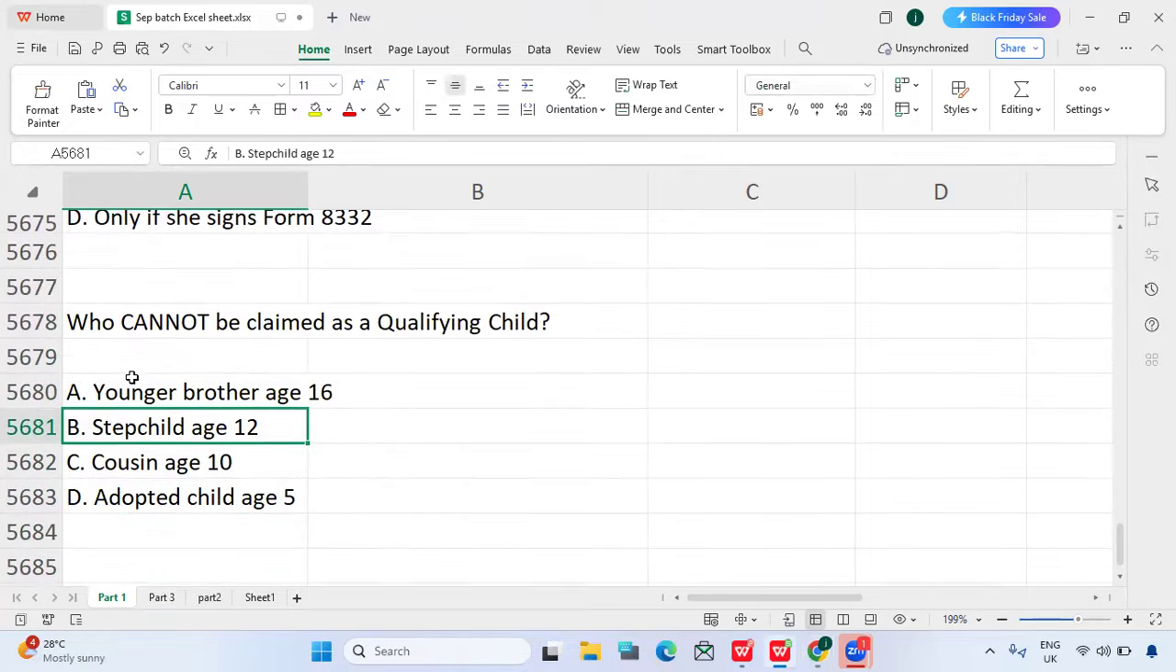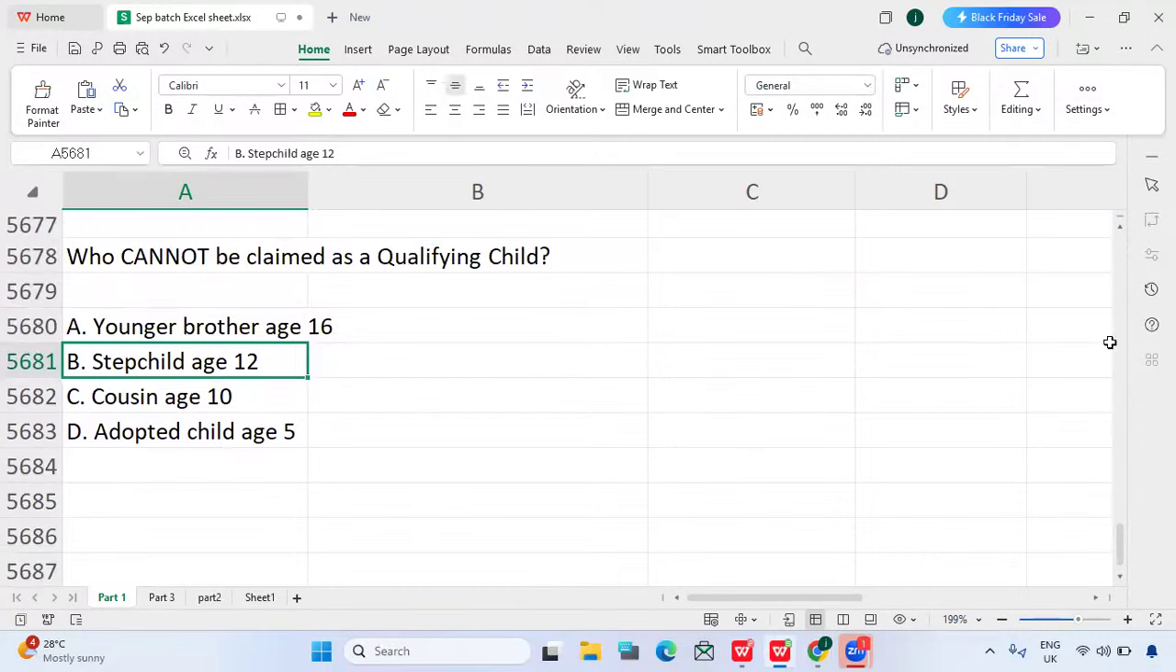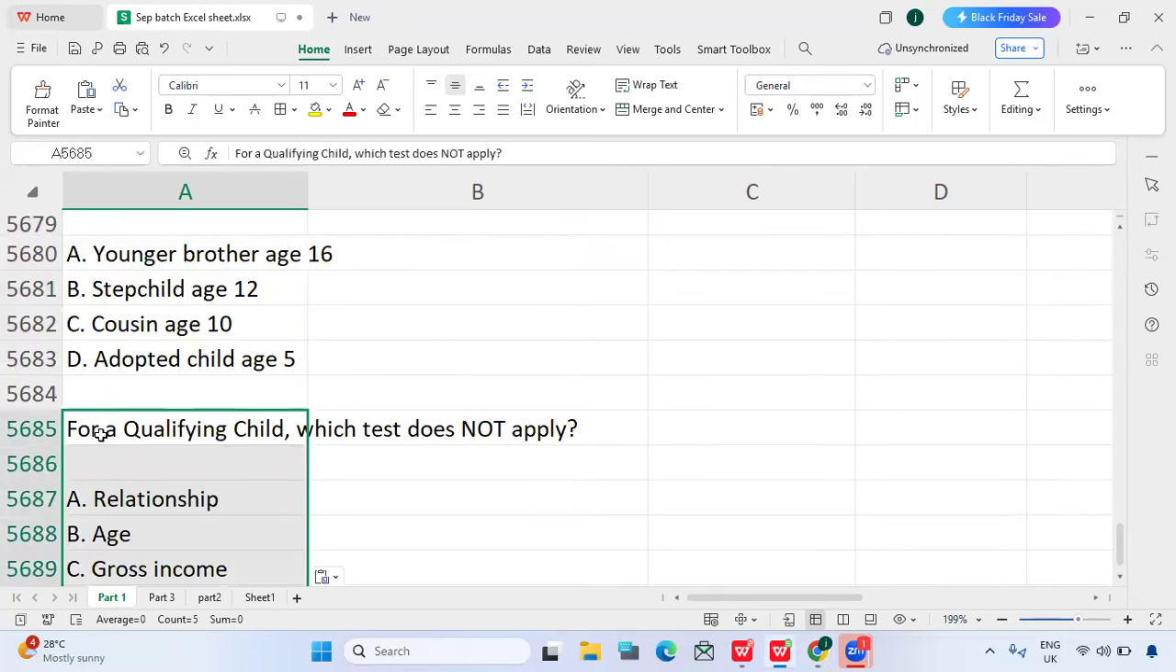Who cannot be claimed as a qualifying child? Cousin. Yes. Cousins are not eligible as qualifying children, but cousins are okay as qualifying relatives, though they need to reside with the taxpayer for the entire year.